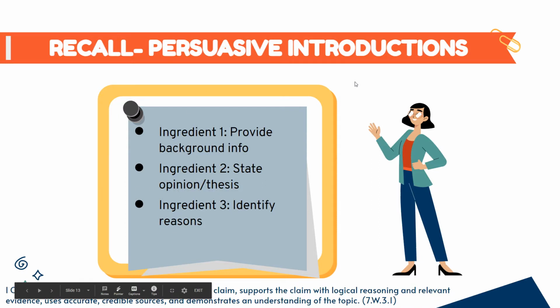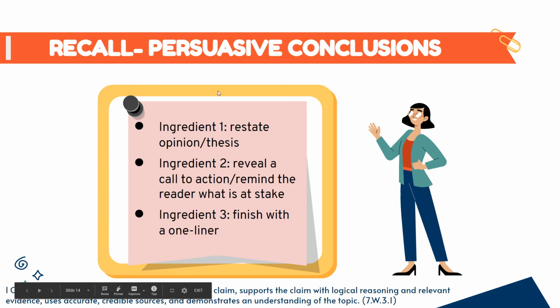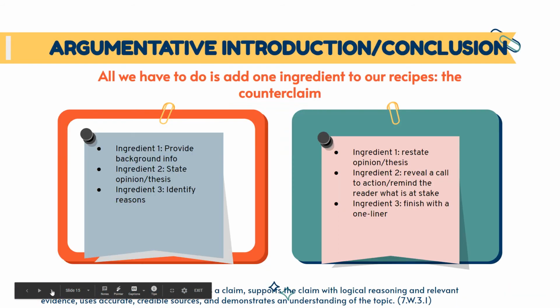So, moving on to the introduction part. Remember, you already have an introduction written for your persuasive essay. Your persuasive essay includes the hook, which is not on the slide for some reason, background information, your opinion, which is your thesis, and your 3 reasons. Your persuasive conclusion, restating your opinion and thesis, that means you're stating your thesis in a different way than you did in your introduction. It's the same meaning, but you want to use different words. You're going to reveal a call to action, remind the reader what is at stake, and then finish with a very strong sentence, which is called a one-liner.